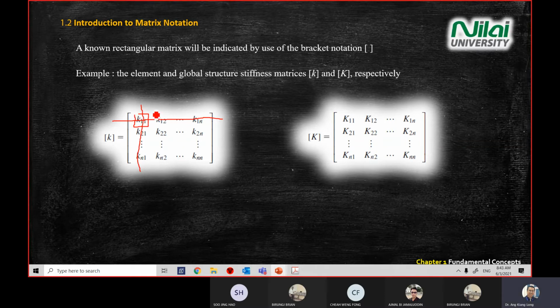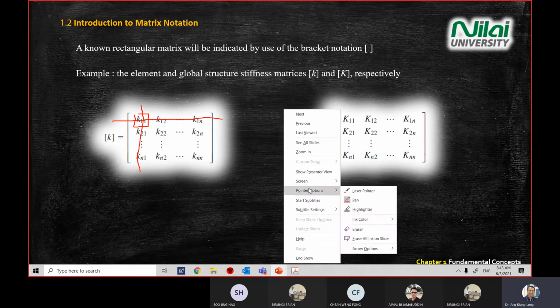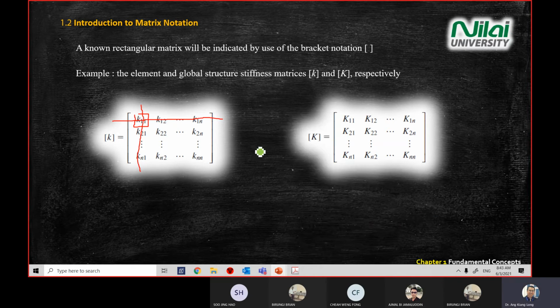If you need to park your number at row 2, column 2, then you need to park accordingly. Please park correctly. All right. So K11, K12 represent each of the locations. Don't confuse K21 and K12. The first number refers to row.